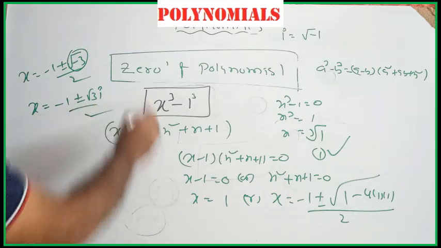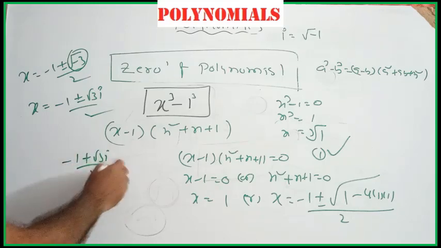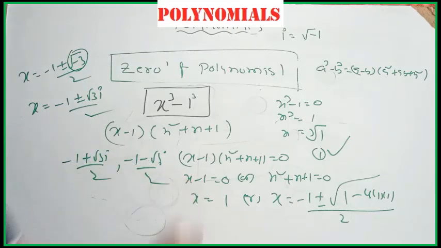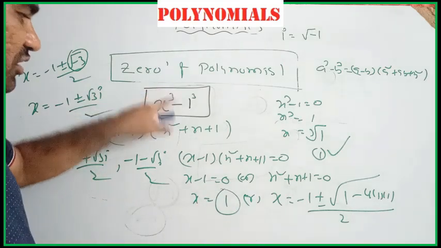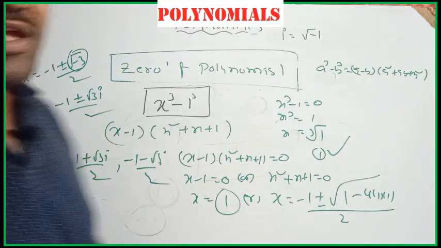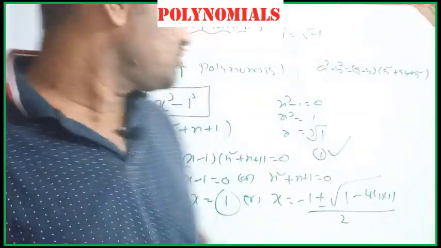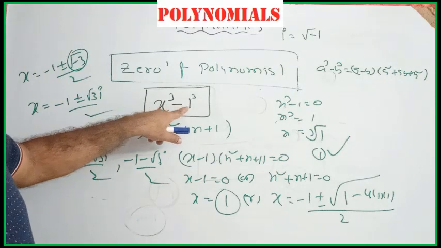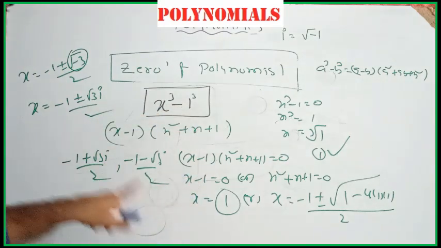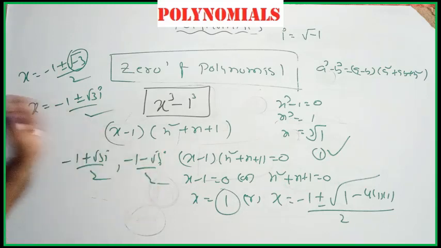By 2. Therefore the zeros are minus 1 plus root 3i by 2 one zero, minus 1 minus root 3i by 2 another zero, and 1 is another zero. That's why we are getting 3 zeros only. Among these 3, 1 is real, remaining 2 are complex. So an nth degree polynomial involving one variable should have n zeros, not more than n zeros. This is a third degree polynomial. It should have 3 zeros, namely 1, minus 1 plus root 3i by 2, comma minus 1 minus root 3i by 2. This is the concept of zero of a polynomial.